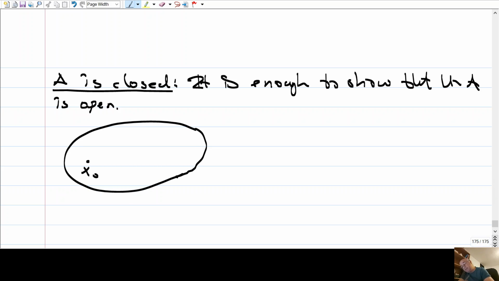Here is my x0. To show that this set is open, I have to do what? I take a point here, take some x in u minus a. And then I have to do what? I have to find a ball around this, which lies again inside u minus a.